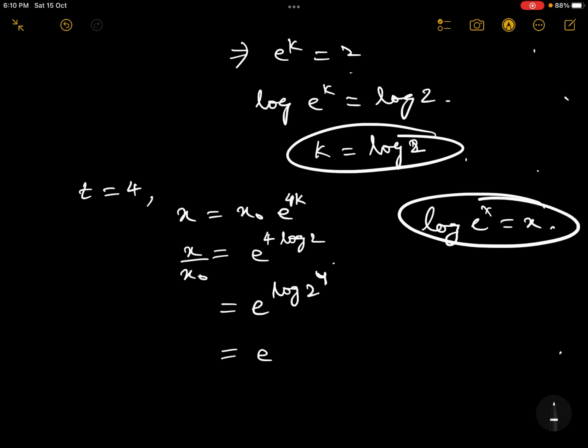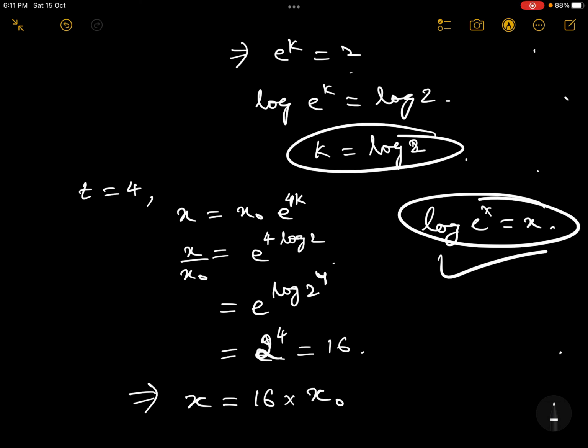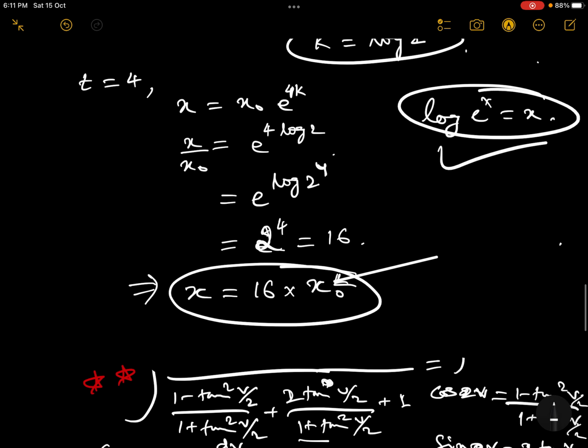So e power x something, that is this formula again. This is 2 power 4, which is equal to 16. This implies that x is equal to 16 times the initial one. This is the initial amount of bacteria, and after 4 weeks, it is expected to be 16 times the initial.